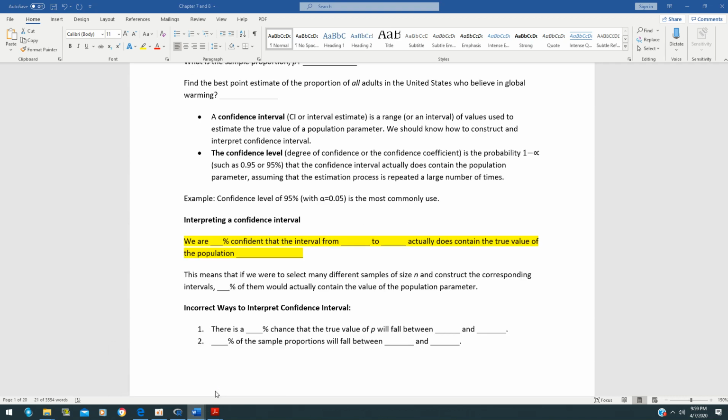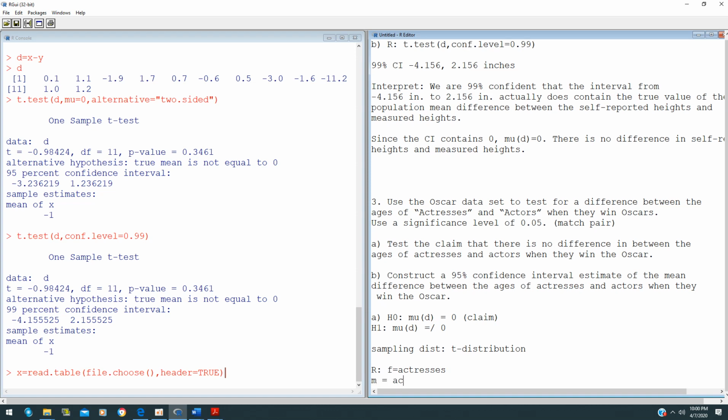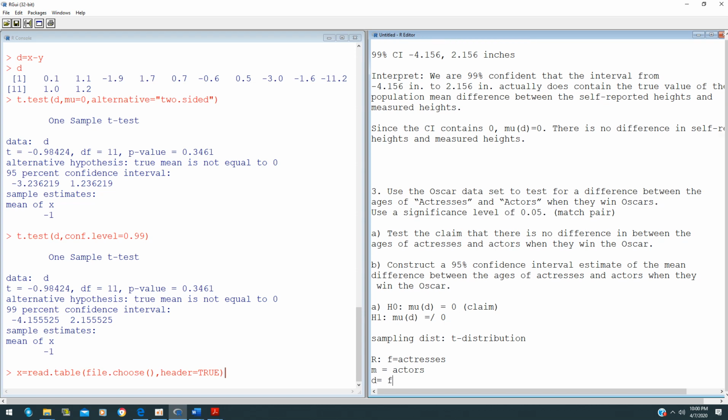So first thing, when you look at this case, you have to tell me which one is your X and which one is your Y, because if you mislabel this, then you will get it wrong. By looking at this, I found out that the actress comes first, so that means my X in this case is actress. But I don't want to use X. I say female, or F, will be my actresses, and M in this case will be my actors. So that's the reason why you have to do it. In this case, my d will be F minus M.